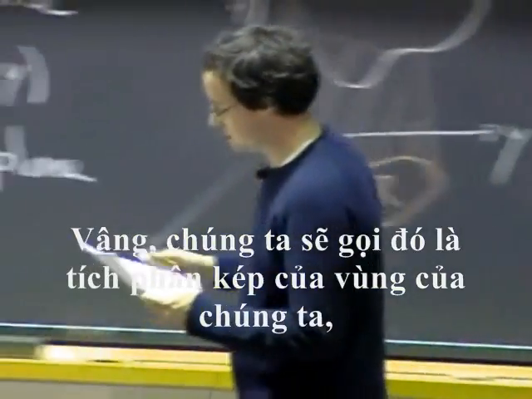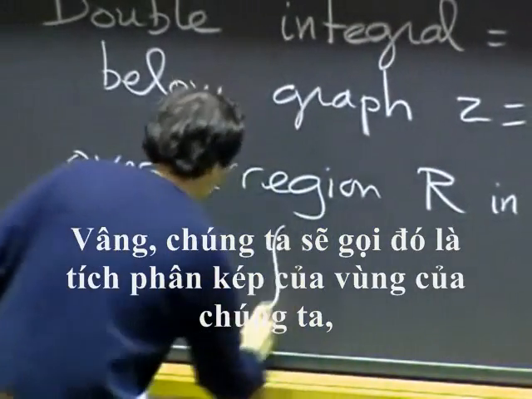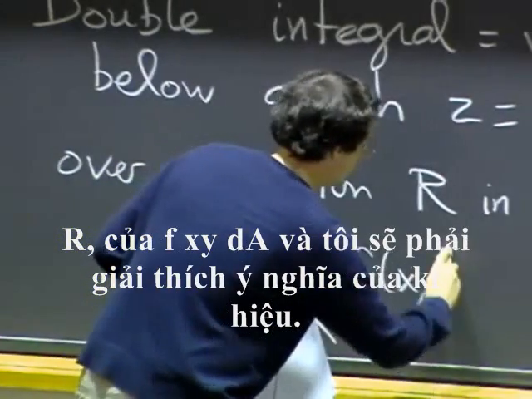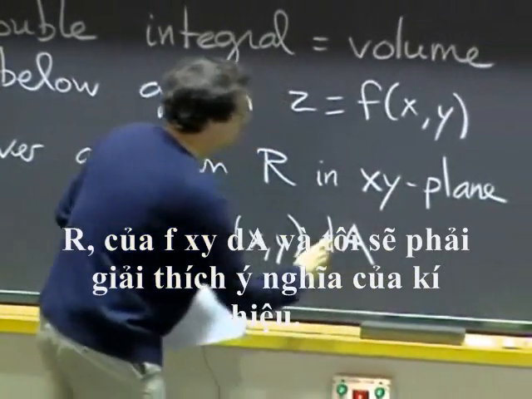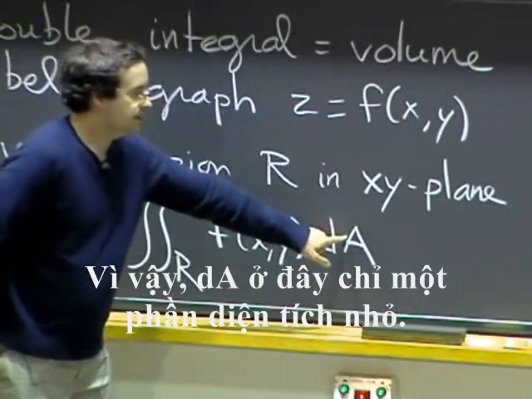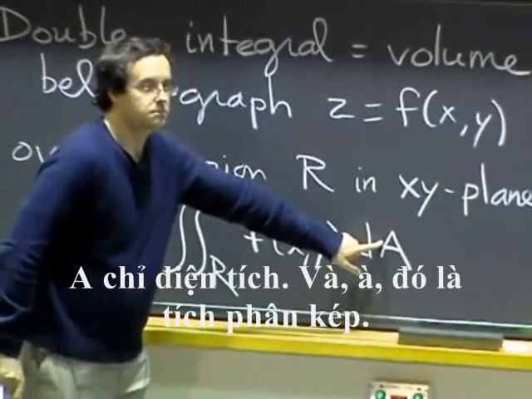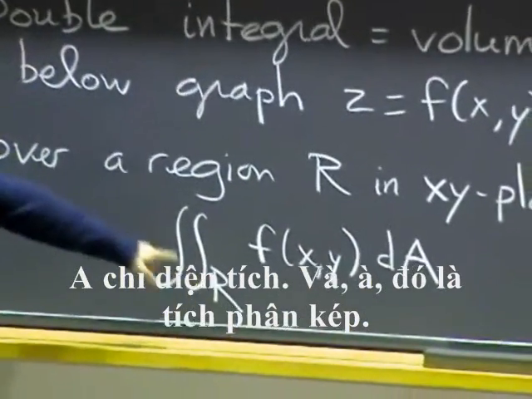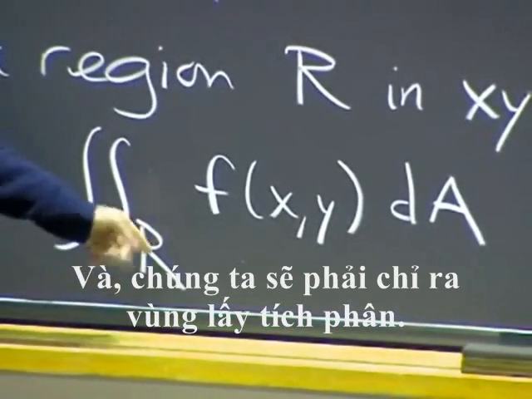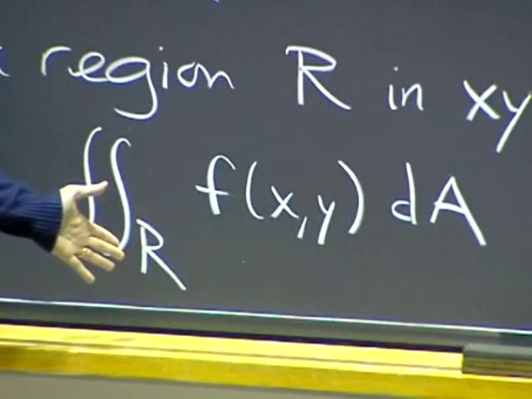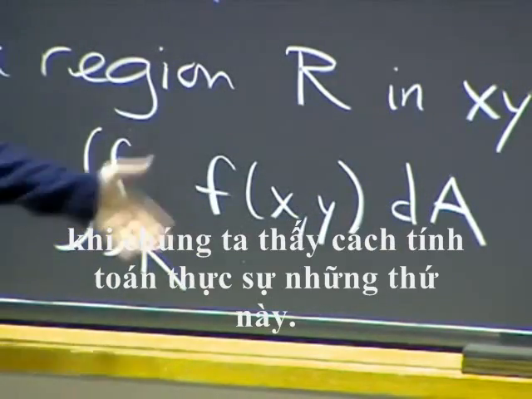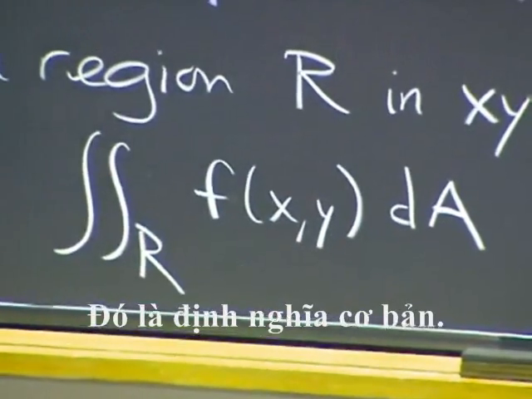So we'll call that the double integral over the region R of f of x, y dA, and I will have to explain what the notation means. dA here stands for a piece of area. A stands for area. And it's a double integral, so that's why we have two integral signs. And we'll have to indicate somehow the region over which we're integrating. We'll come up with more concrete notations when we see how to actually compute these things. But that's the basic definition.